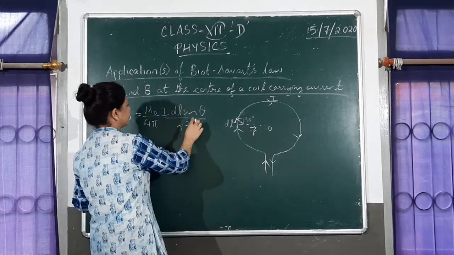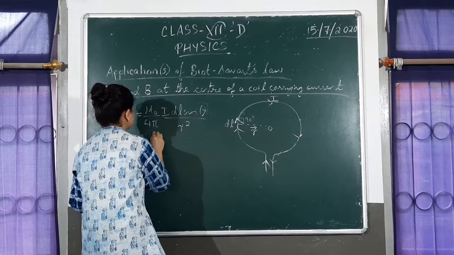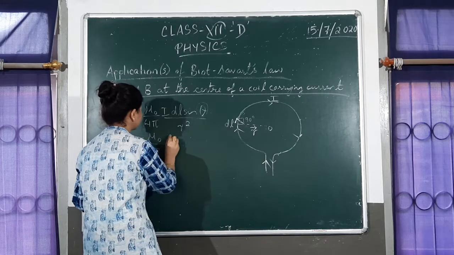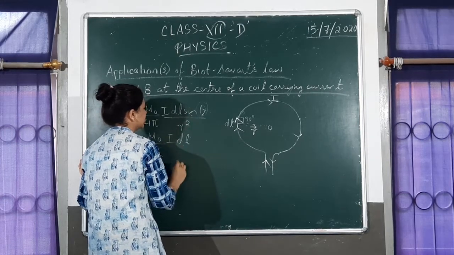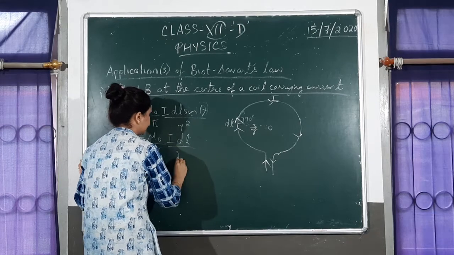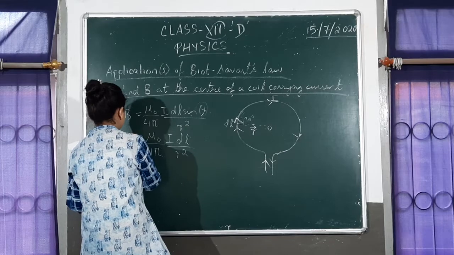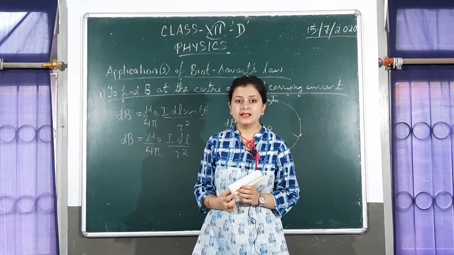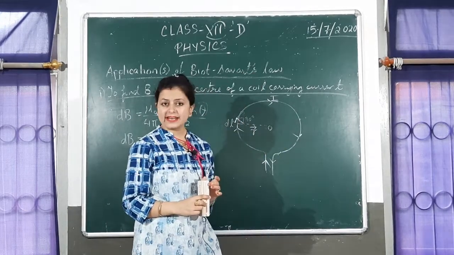Now, it is evident from the diagram that theta is equal to 90 degrees. So my next line expression will come out to be mu naught by 4 pi, I dl sin 90, which is equal to 1, divided by r squared. So this is the value of dB at the center of the current carrying coil. Okay. Now what about the direction of this dB?